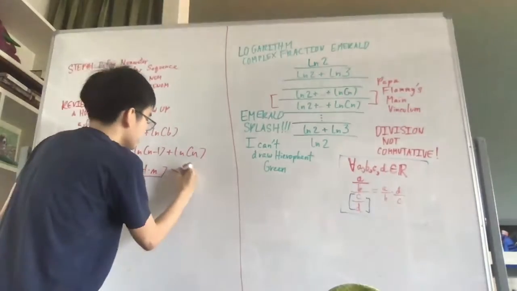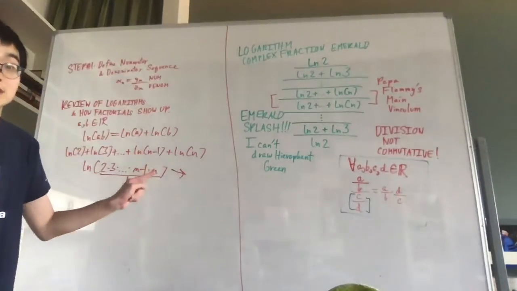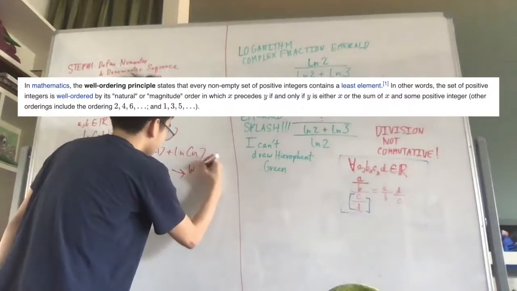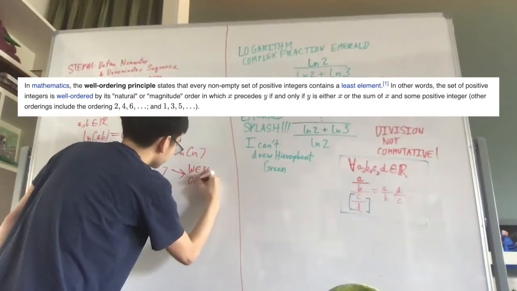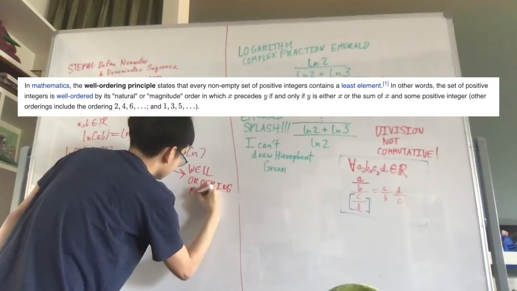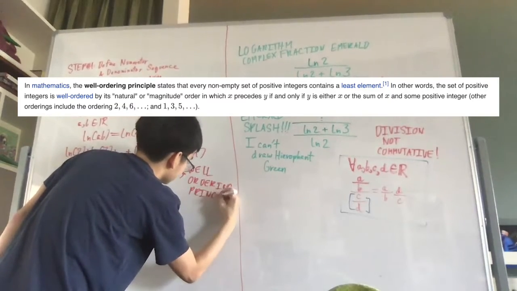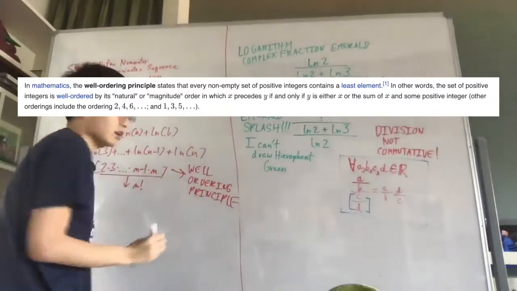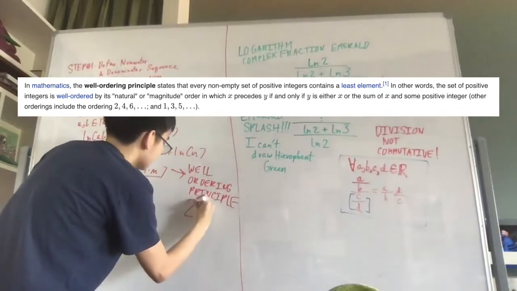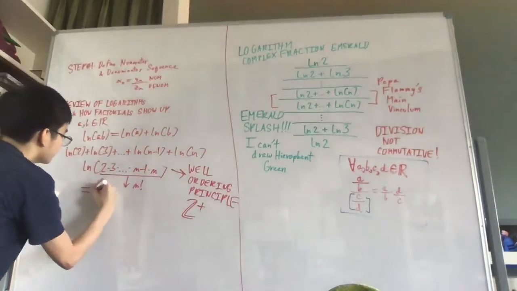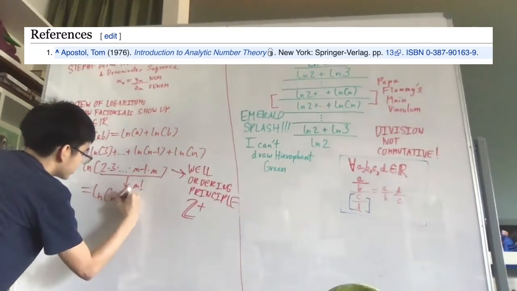Of course, this is assuming that you are obeying the well ordering principle, which is a very subtle principle that is often overlooked. The well ordering principle claims that the integers have a least element. So then this simply becomes natural logarithm of n factorial.